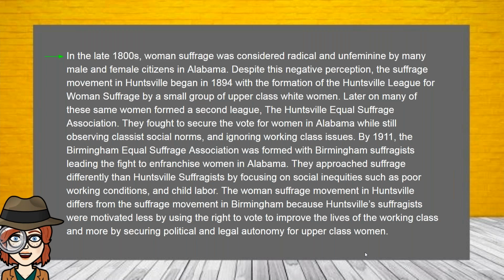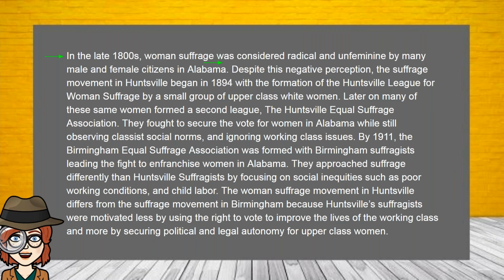Okay. So the first sentence is actually just an interesting fact about suffrage in Alabama. This sentence is meant to draw the reader in and get them excited about the topic. So this is just an interesting factoid. Now let's look at my second sentence. This is where I start providing background information.